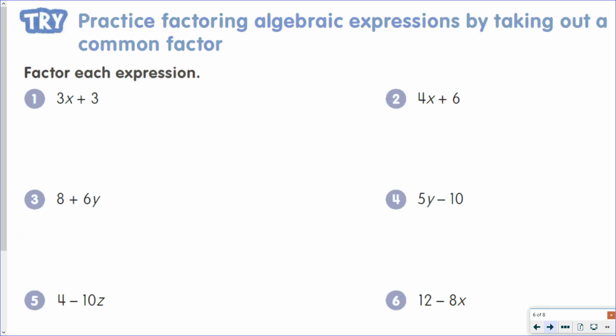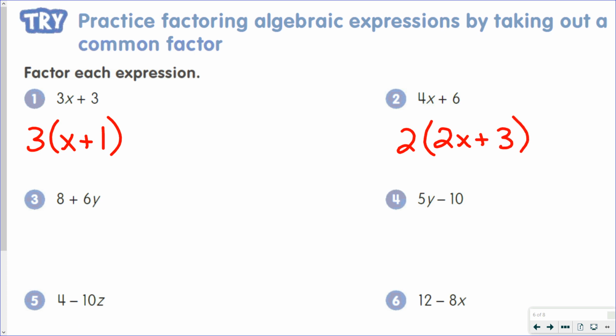So 3x plus 3, the highest number I can divide those by is 3. 3x divided by 3 is x. 3 divided by 3 is 1. For number 2, the highest number I can divide those by is 2. 4x divided by 2 is 2x. 6 divided by 2 is 3.